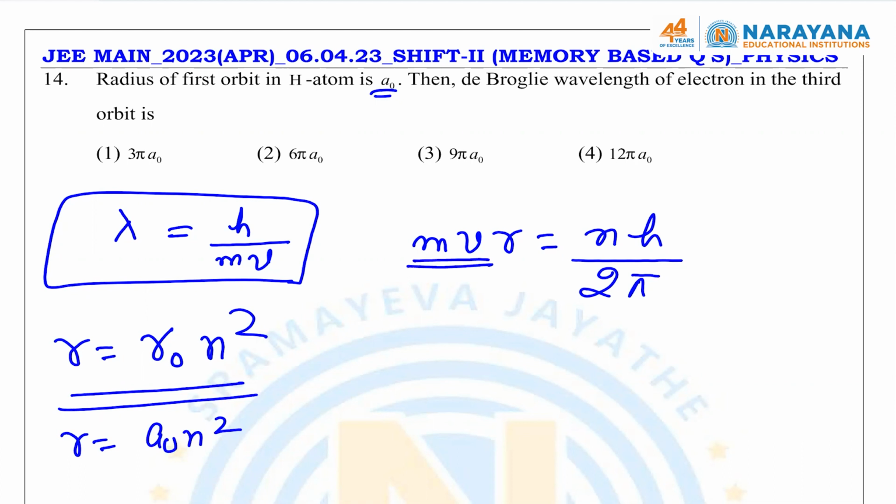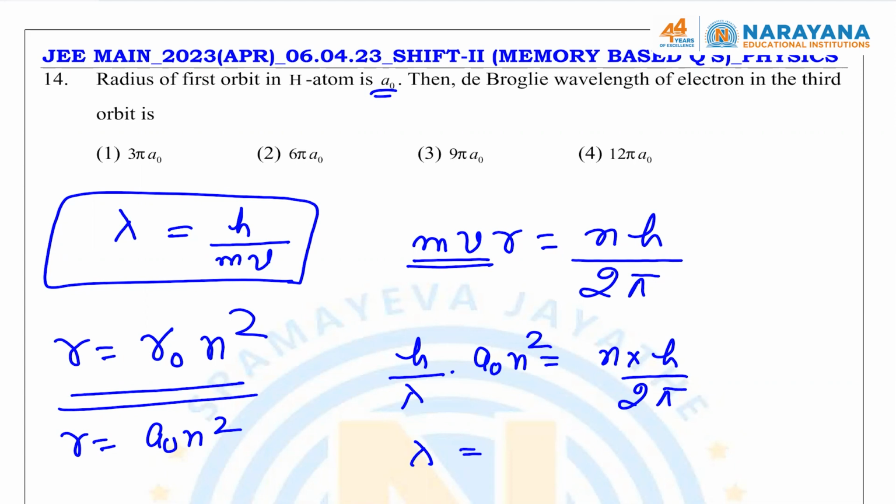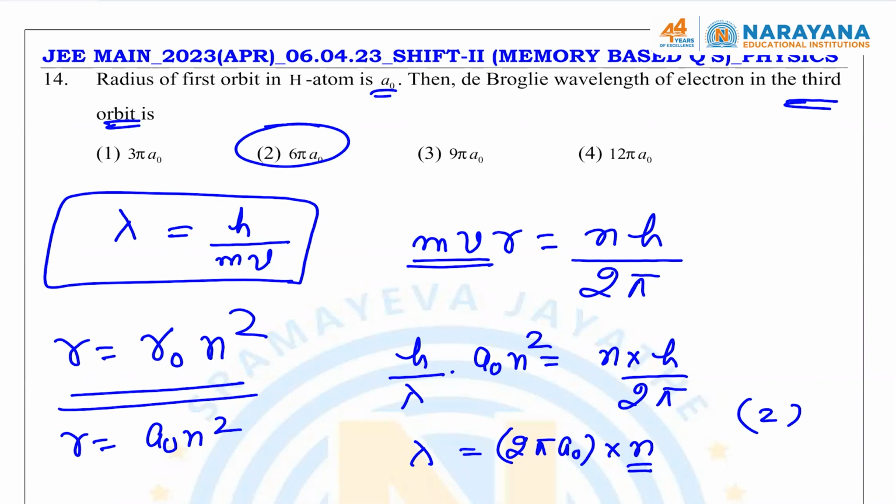So let's put in the value. mv I will replace by h over lambda. r I will replace as a0 times n square. And this is n times h over 2 pi. So I'll get lambda is equal to 2 pi a0 times n. Everything else will cancel out. So now third orbit means n is 3, so this becomes 6 pi a0. So answer 2 is the correct answer. All right, let's go on to the next one.